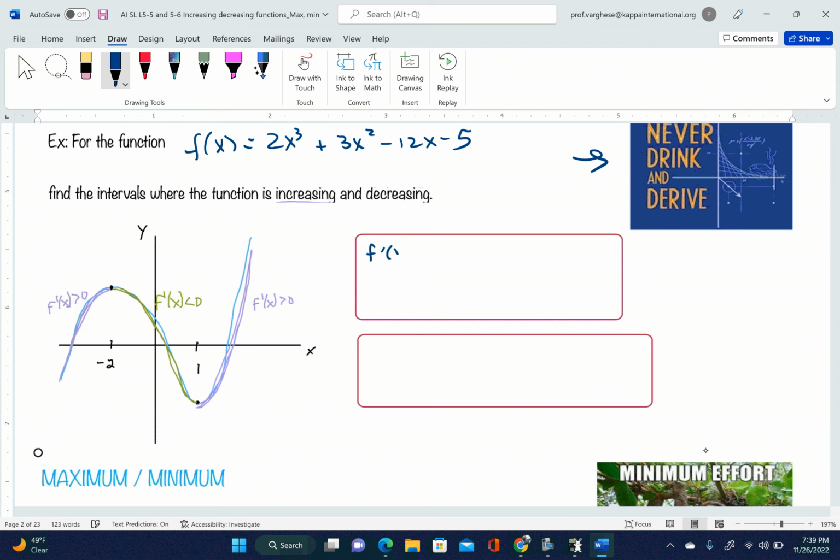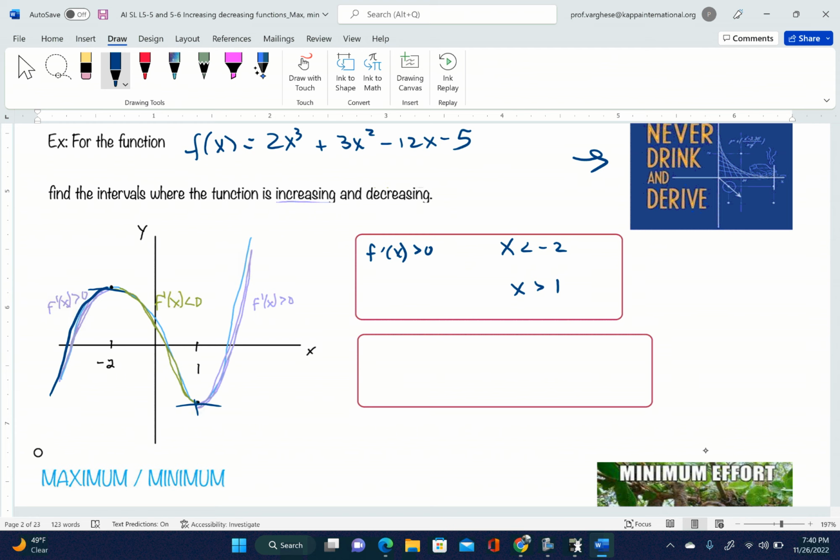Okay. So find the intervals where the function is increasing. So this is where f prime of x, again, is greater than 0. We're going to write this a lot. And again, from left to right, I can tell right here, all of this up until right here is where it's increasing. So this is where x is less than -2. And again, over here at 1 and on, x is greater than 1. Notice that you don't include these points because this is where our slope is 0.